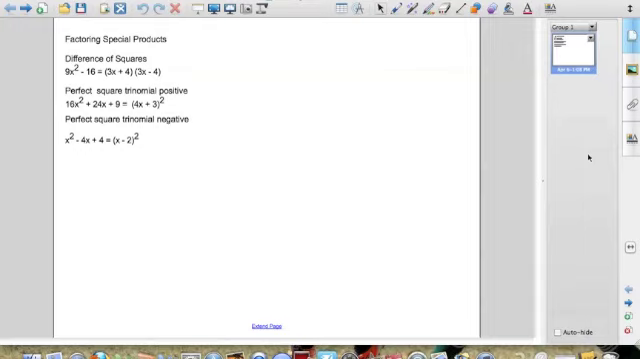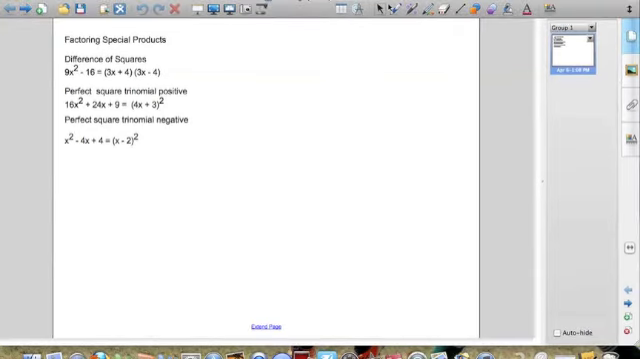Really it's a trinomial, and you have a perfect square on the A term, a perfect square on the C term, and then your B term will determine whether it's plus or whether it's minus. Now let's take a look at some examples, and we'll start off with the difference of squares.